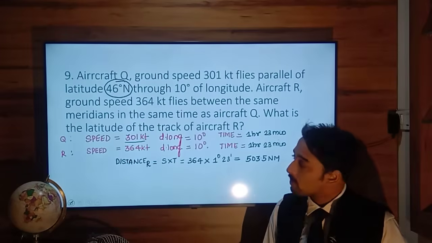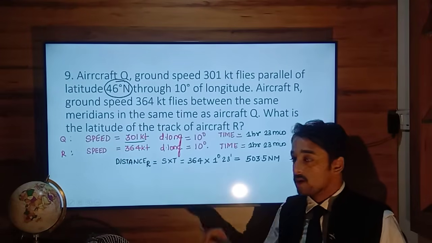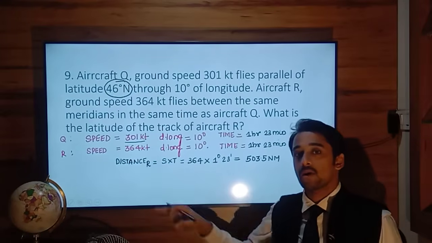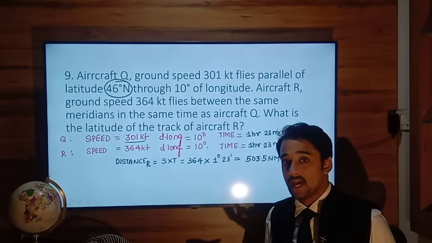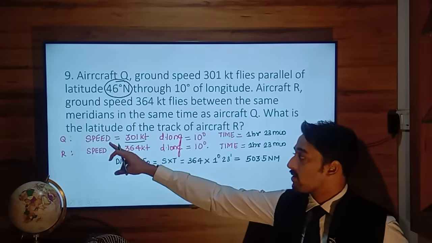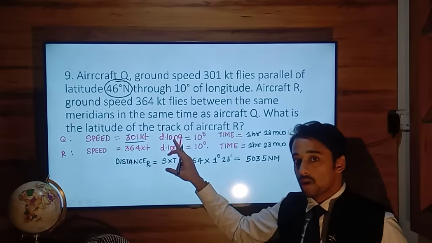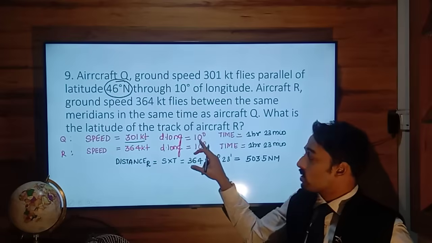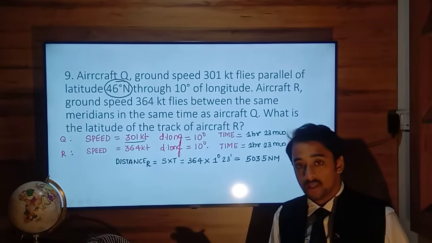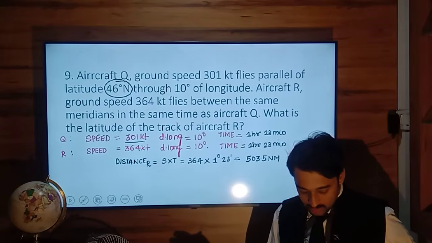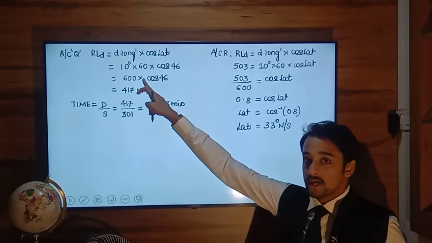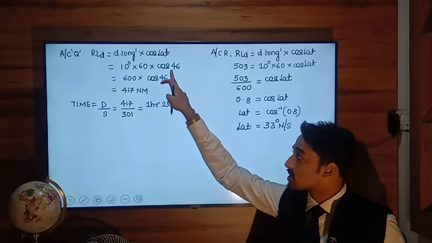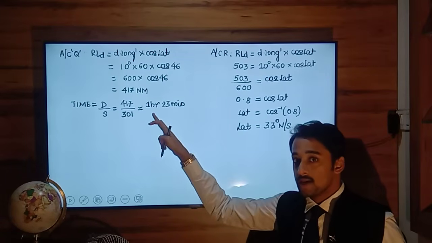So again, a quick recap. We were given two aircraft, and whatever information was given in the question, we wrote that information here. Then we saw what data we have, and with that data what we can derive. So for aircraft 2 we had speed, we had d long, and we had to find time. We know that d long comes in the formula of Rumline distance. So we employed Rumline distance and substituted the values. Cos of latitude 46 was given in the question. We calculated distance, we calculated time.